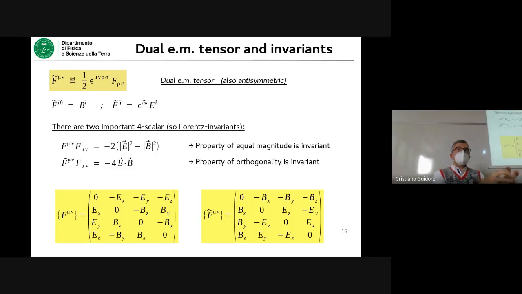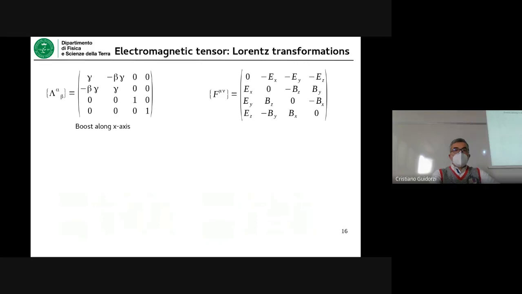So they are part of the same creature, let me say, of the same object. This is a breakthrough if you compare it with the way that in classical, non-relativistic physics, the two fields are treated. So this is a powerful result. In particular, it's very interesting to explore how they transform now, considering specific cases.